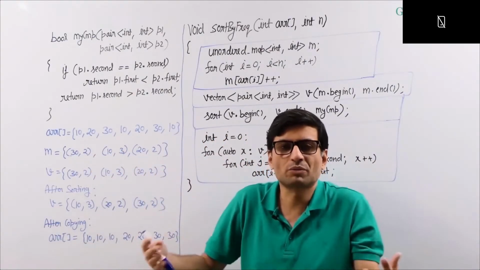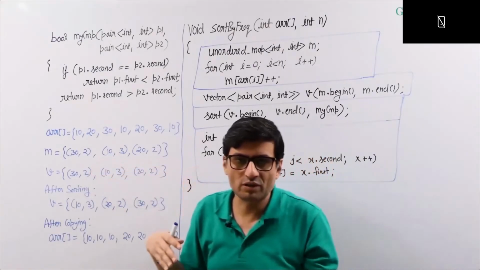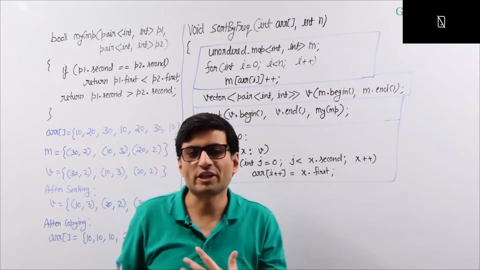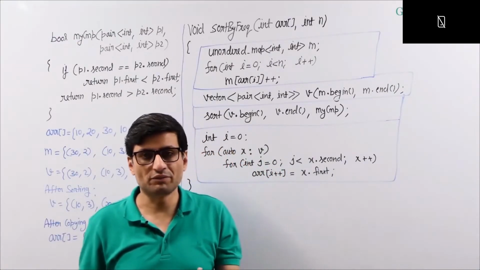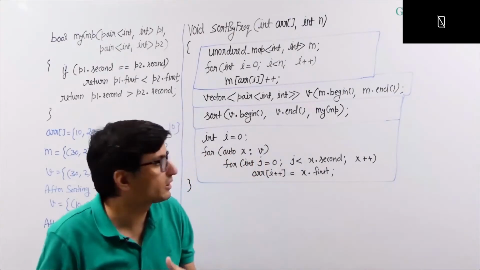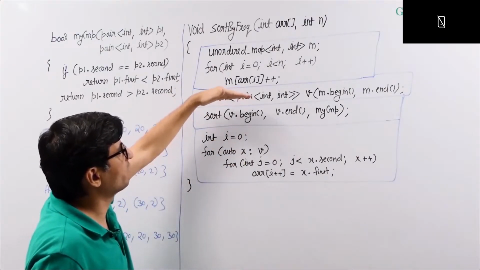I've just written one of the possible orders. Now we create an unordered map. Once we have created a map, we need to sort these items according to frequencies. And if the frequencies are the same, then we need to sort by values. For that purpose, we copy the contents of this unordered map to a vector.